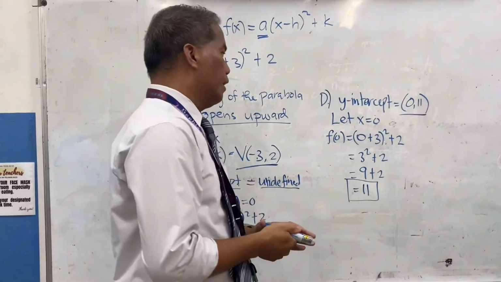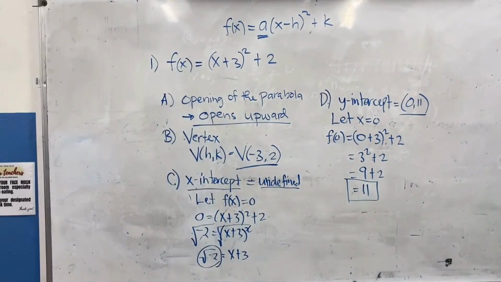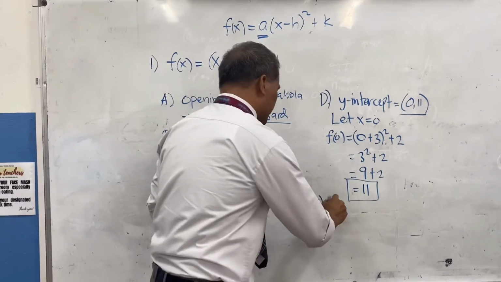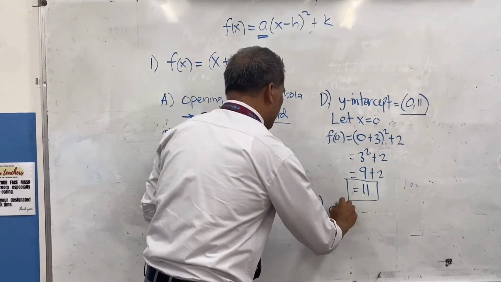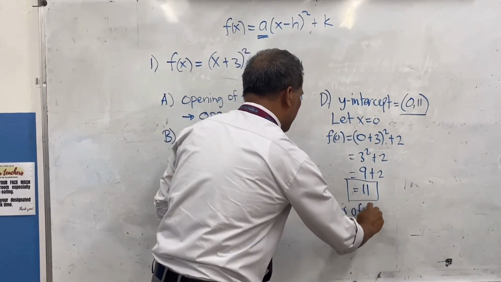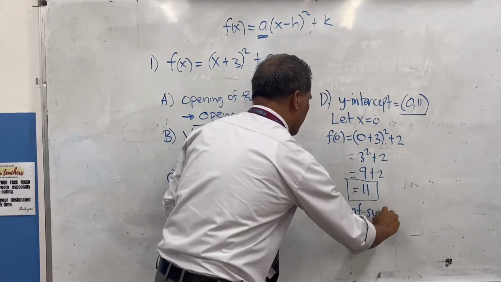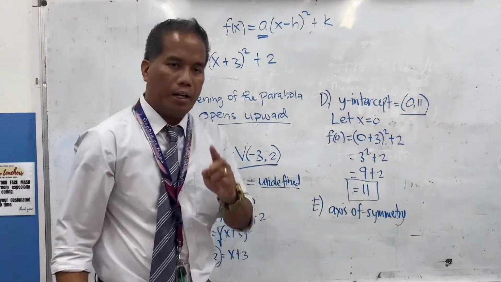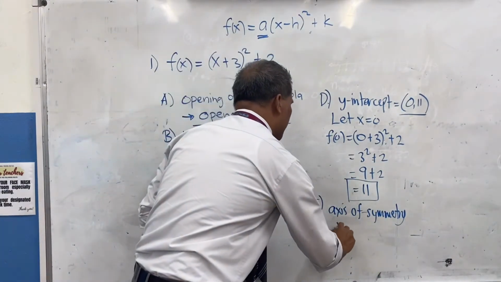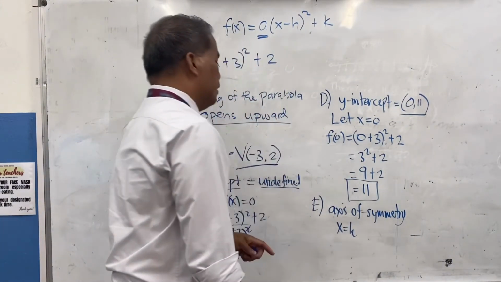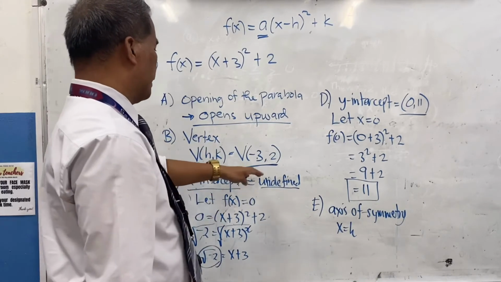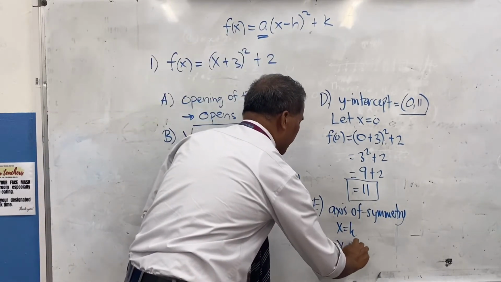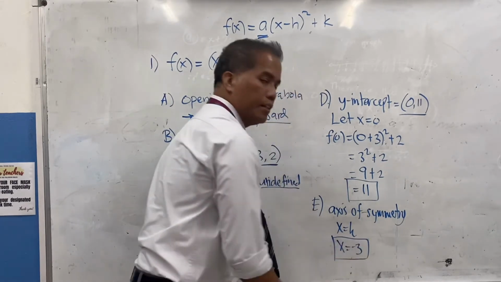Alright. Next, letter E, we are going to find the axis of symmetry. So the axis of symmetry, the formula is x equals h. So the value of h here is -3. So the axis of symmetry is equals to -3. So this is the answer.